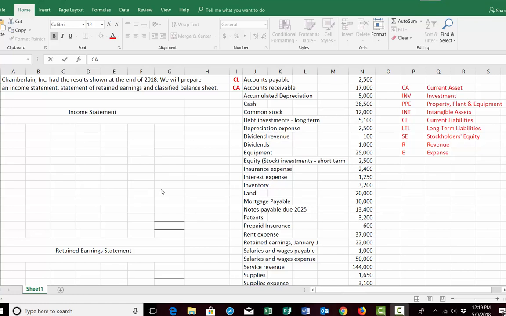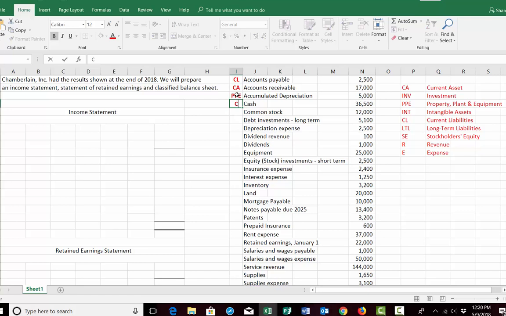Okay, so hopefully you did a good job of classifying the accounts. I'm just going to go down now and let's decide where all of these go. Accumulated depreciation, hopefully you remember, is a contra asset account. That means it goes against the asset that's being depreciated. Okay, so that goes in property, plant, and equipment along with the related asset.